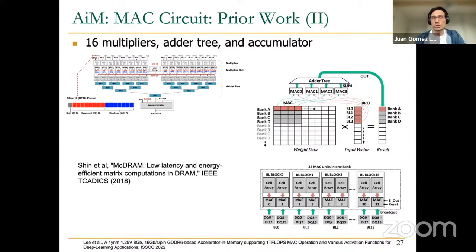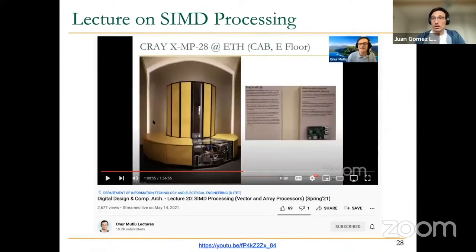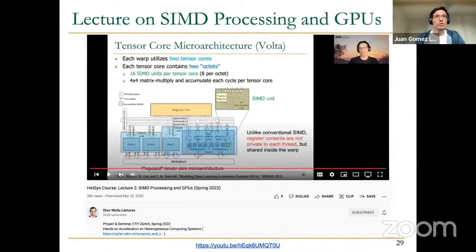If you want to refresh about SIMD processing, I can recommend you this lecture from Professor Mutlu in spring 2021. More recently, in our heterogeneous systems course, I delivered a shorter lecture also on SIMD processing and GPUs. By the way, GPUs are also a kind of SIMD processor, and they have very interesting units as well for machine learning workloads.